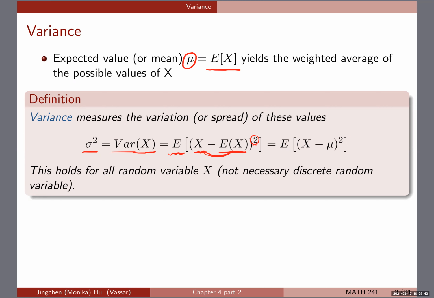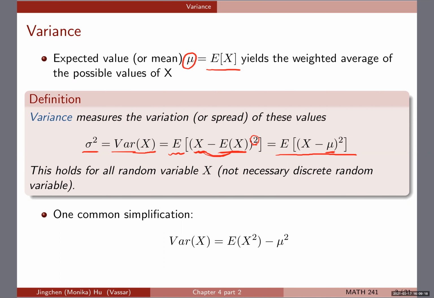Again, the variance is measuring the variation of these values, and the variation is about the squared distance between the values and the mean. Since we use E of X or mu to represent the mean, sometimes it's also written this way. Here we want to highlight that this holds for all random variables. It does not have to be a discrete random variable, which is what we cover in this chapter. This definition holds for continuous random variables as well, as we're going to see later in chapter 5. The definition itself hopefully is intuitive and makes sense to you.